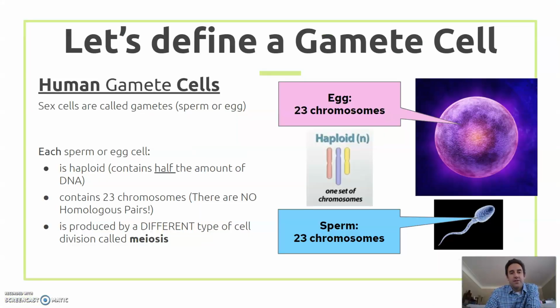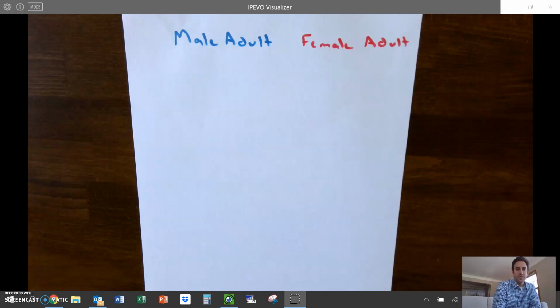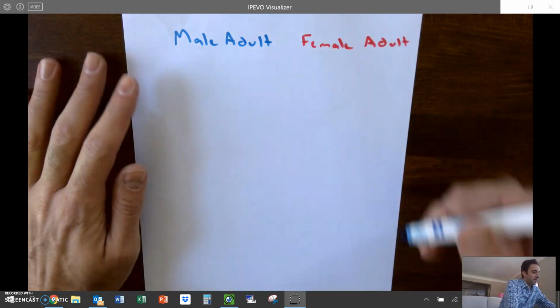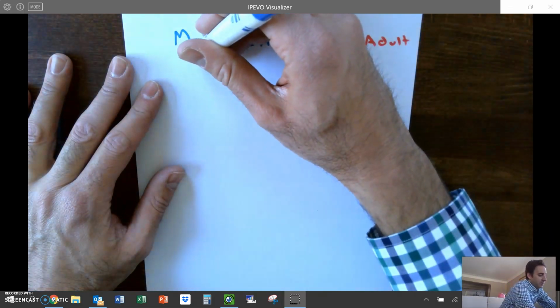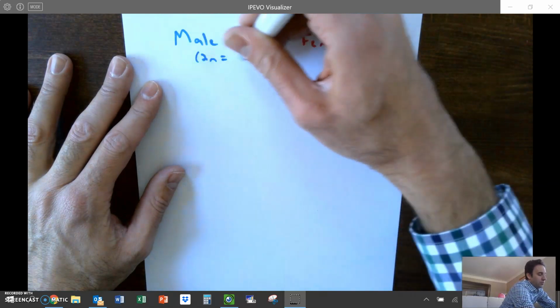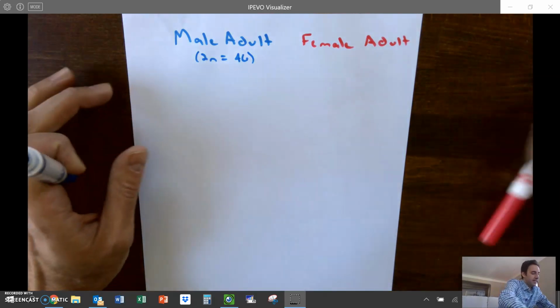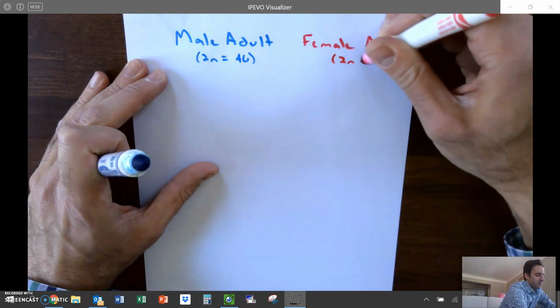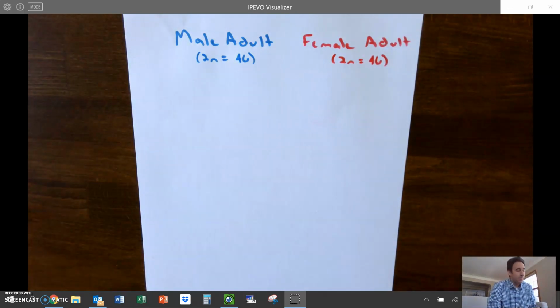So what I want to do, before we get into that, is pause and look at the life cycle in a little more detail. Okay, so let's suppose you have a male adult and a female adult. Now, the male adult, we've already kind of discussed, most of the cells in that male adult are going to be diploid, where 2n is equal to 46. And most of the cells in that adult female are also going to be diploid, where 2n is equal to 46.